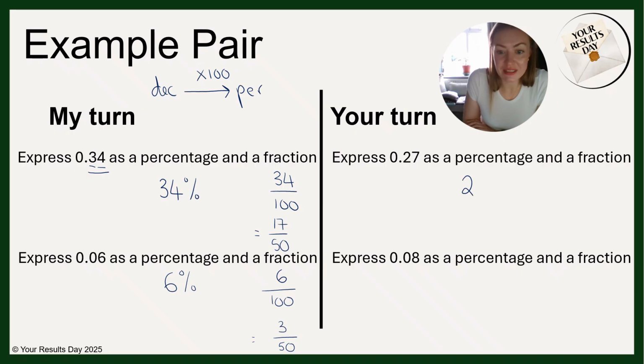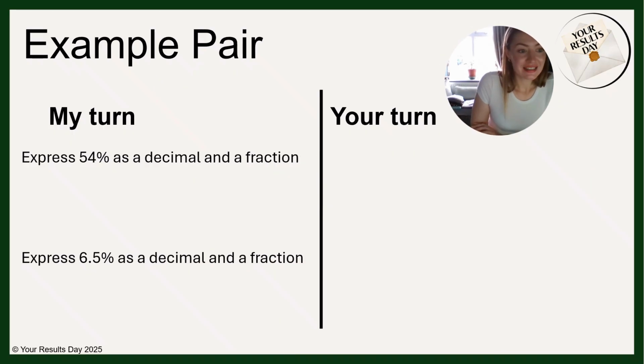0.27 as a percentage is 27%, and as a fraction, 27 over 100, which cannot be simplified. And then we've got 0.08 as a percentage is 8%, and as a fraction, 8 over 100, both of which can be divided by 4, which would give us 2 over 25 in the simplest form. On to our next set of questions.